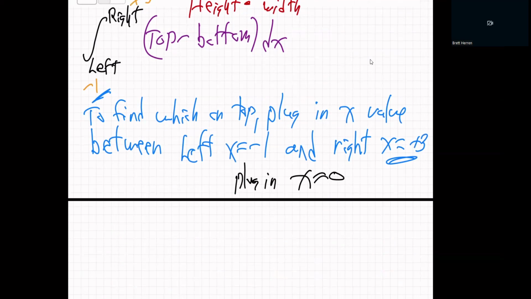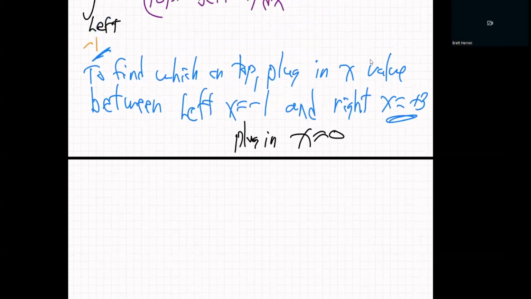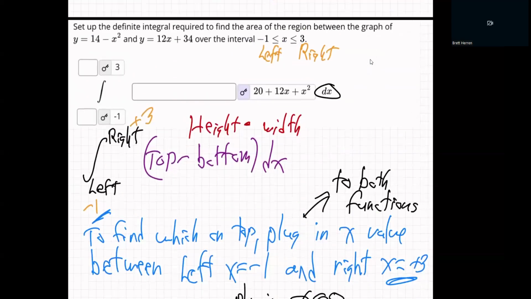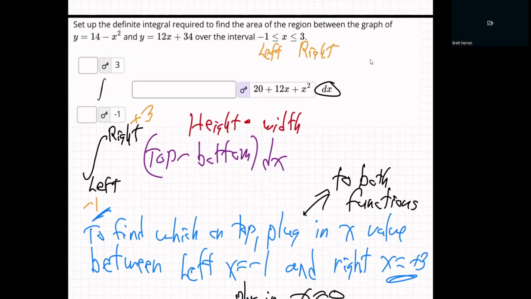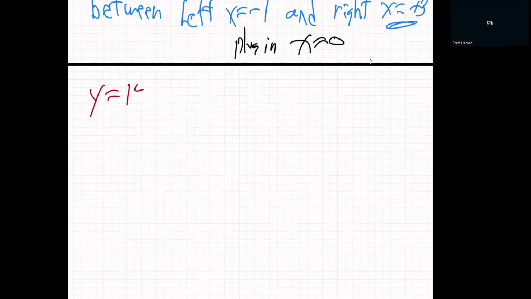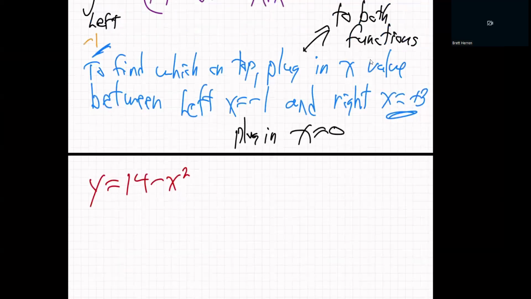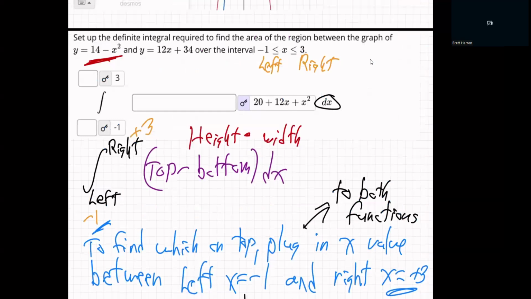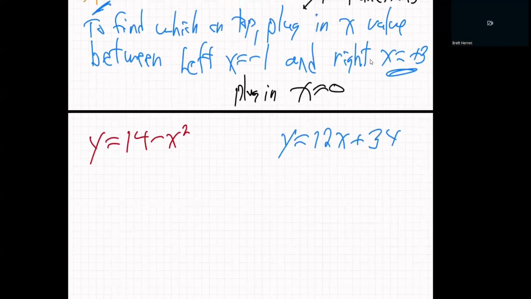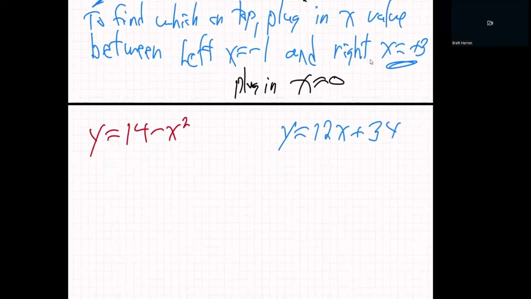Plug in to both functions. So I'm going to come up here and grab the first function, the parabola, y equals 14 minus x squared. And then I'm going to grab the other function, the straight line, 12x plus 34. Then I'm going to plug in x is 0.